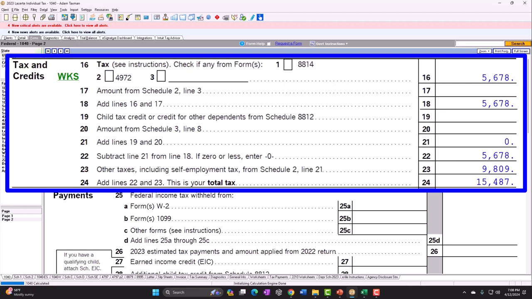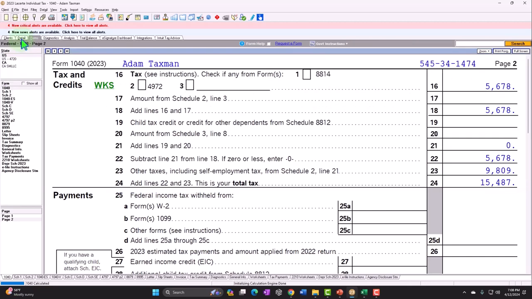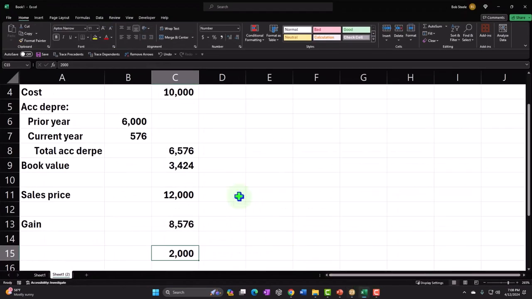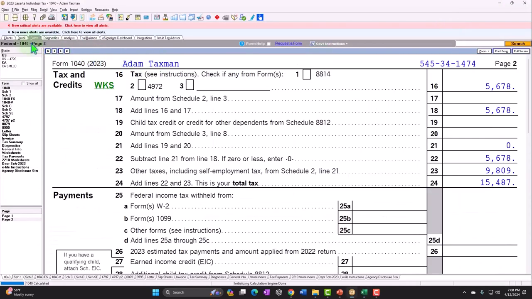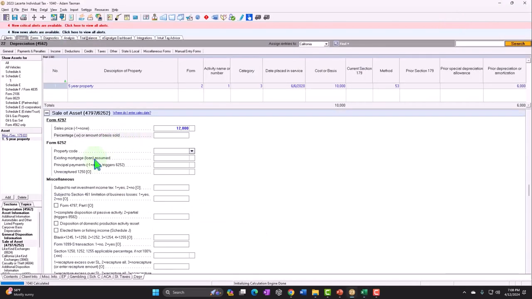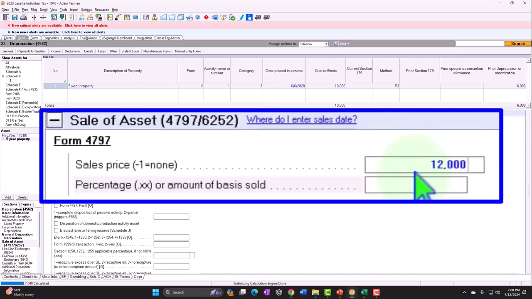Now, it could be that you sell it at a loss, right? So if I say my book value over here is the 3,000, let's say we sold it for 2,000, or maybe we just disposed of it. We didn't sell it at all. We just threw it away. It became worthless, right? But let's just say we sold it for 2,000.